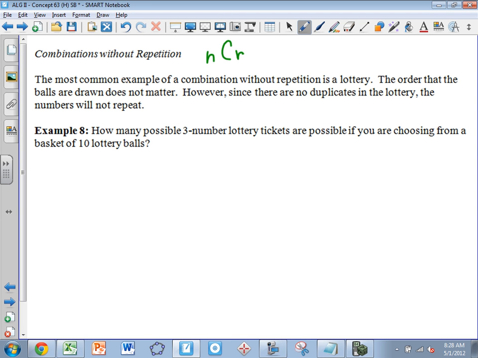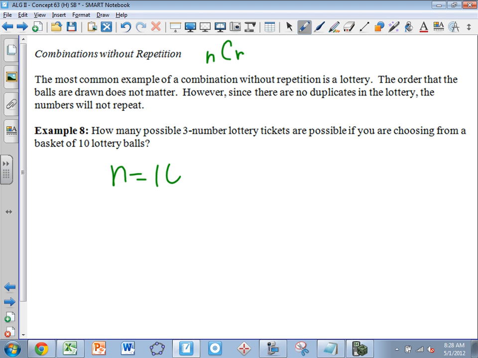So for this problem, we have to ask ourselves, how many possible 3-number lottery tickets are possible if you're choosing from a basket of 10 lottery values? So, how many choices do I have?